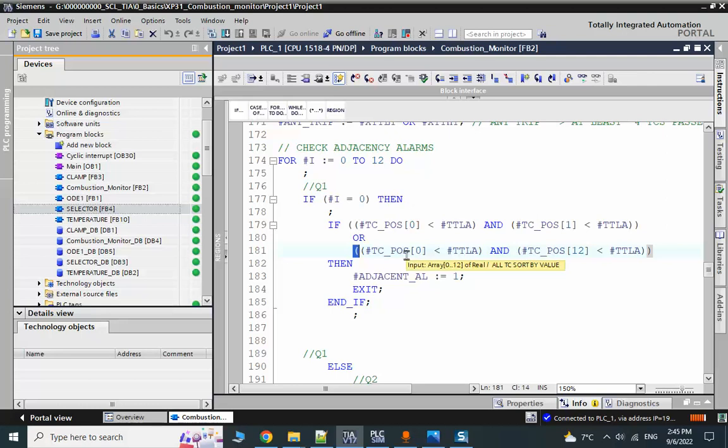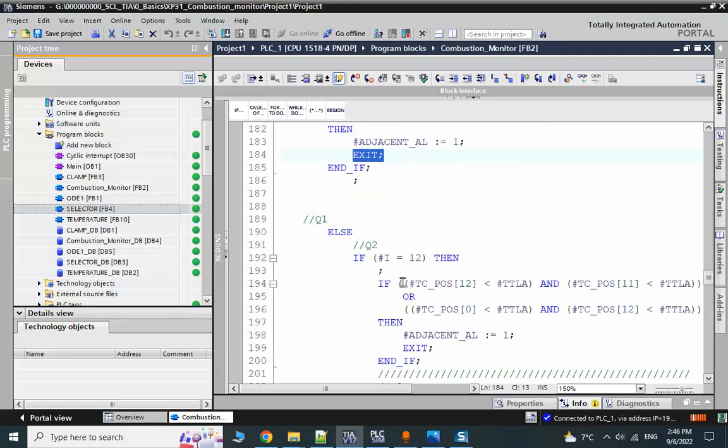thermocouple number 0 is less than low alarm and 12 is less than low alarm. In position 0, if one of these conditions is met, we have an adjacency alarm in position 0 and we exit the whole for loop here. This is important. It's important to exit here. So if I is 0 and one of these conditions is met, we have the adjacency alarm in position 0.